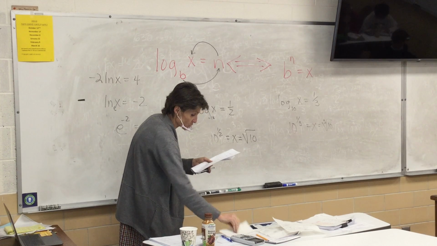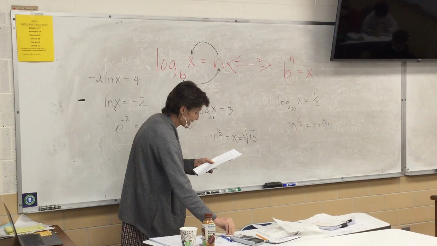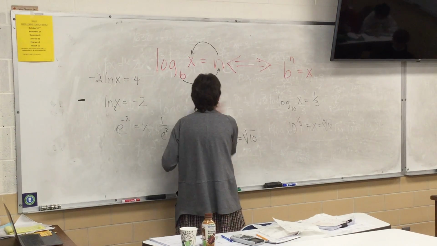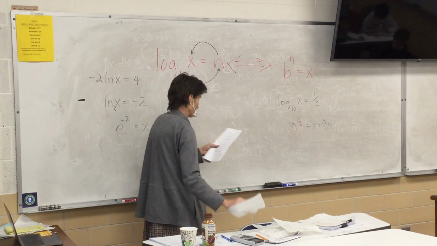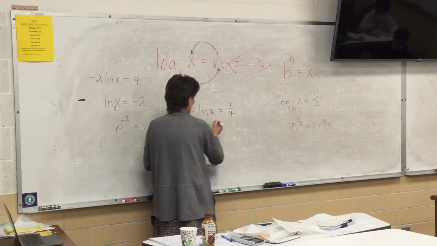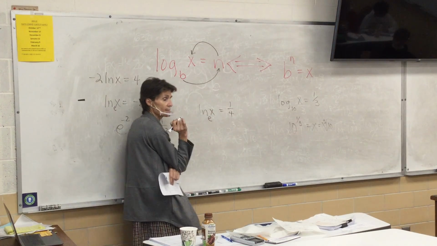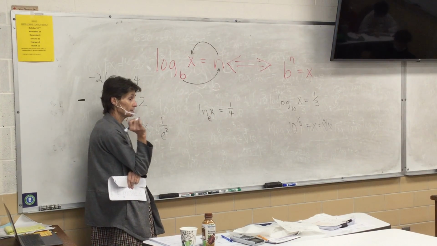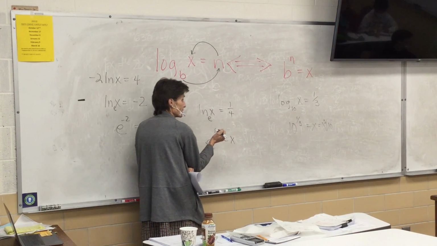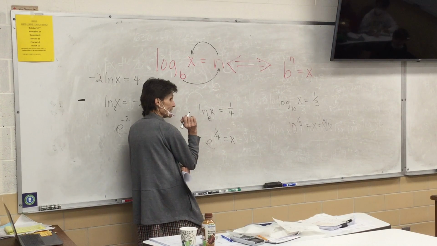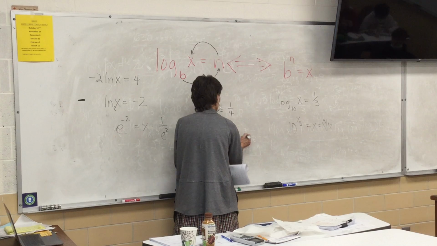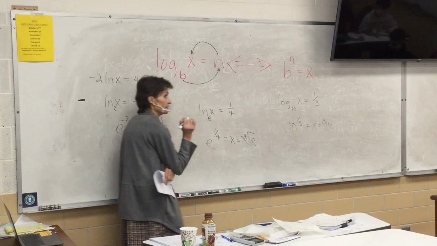Be careful on the next one. It's an ln. So ln x equals 1/4. Remember, your base here is e. So e to the 1/4 equals x. What's another way of writing e to the 1/4? The 4th root of e.